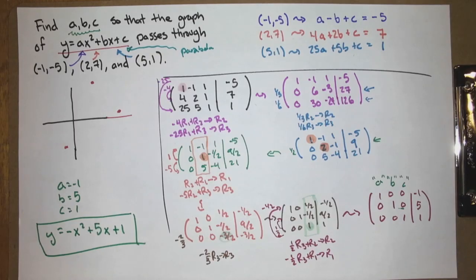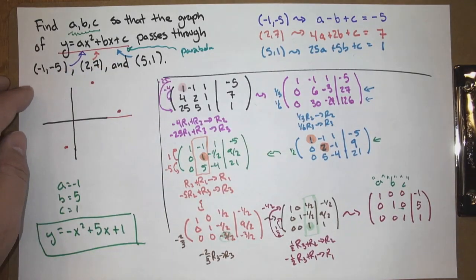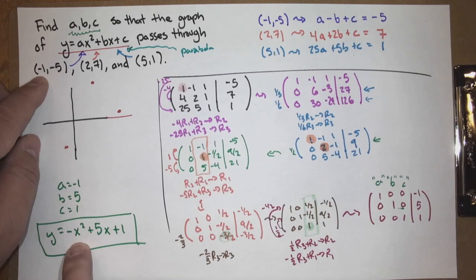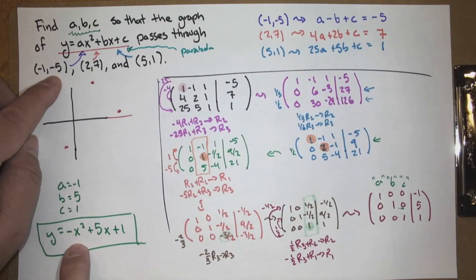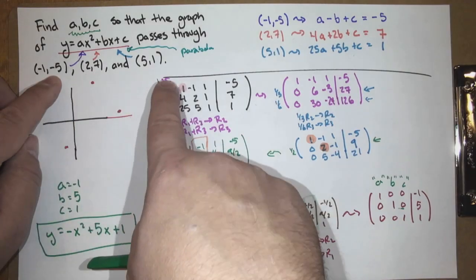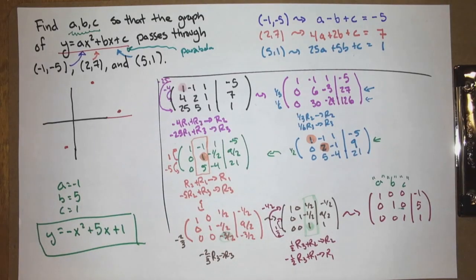Is there a way we could check our answer? Yes, because we have the 3 points. If we plugged in minus 1, minus 1 squared is a 1. So we have a minus 1. This will become a minus 5. This will become a plus 1. All together gives us negative 5. Plug in 2. Minus 4 plus 10 plus 1. That's going to be 11 minus 4, which is 7. Plug in 5. Minus 25 plus 25 plus 1. This is the 1. So we did it right. All right, good. Any questions there?